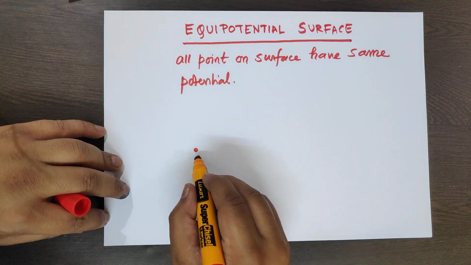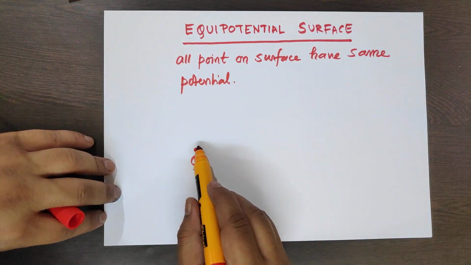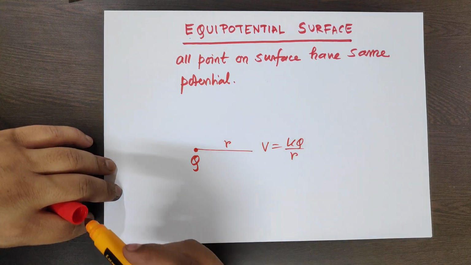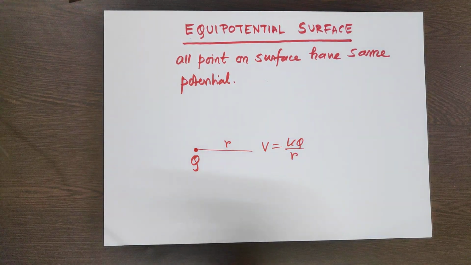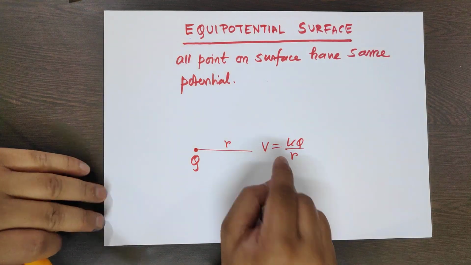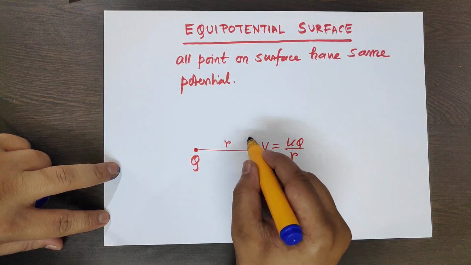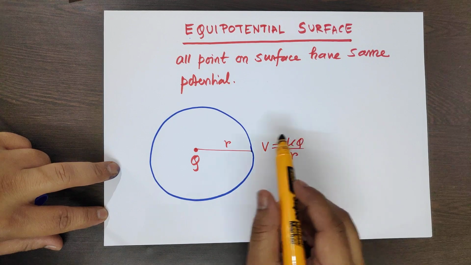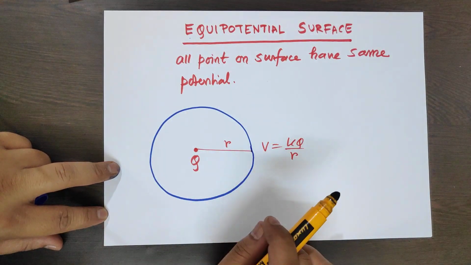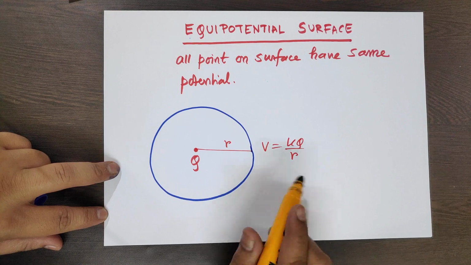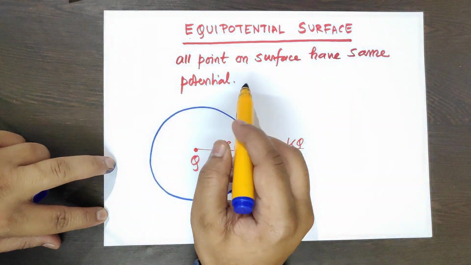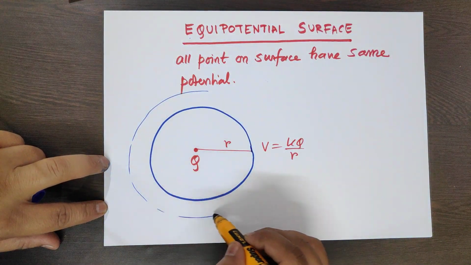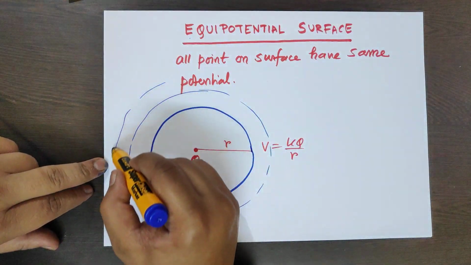Now, suppose you have a point charge q and the potential at a distance r is V equal to kq by small r. Which surface has this potential kq by r? Obviously, it's a sphere. All points on the sphere have this potential, so this is an equipotential. The sphere of radius r is an equipotential surface having potential this much. Also, you have so many concentric spheres. All the concentric spheres are equipotential, having the center at the charge q.